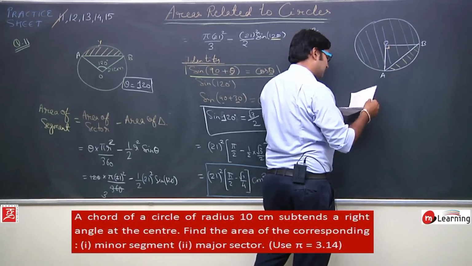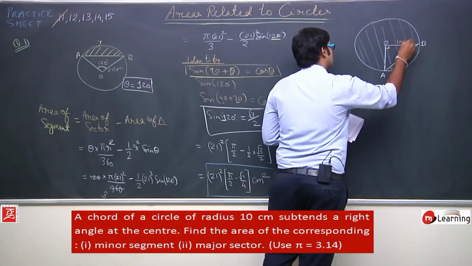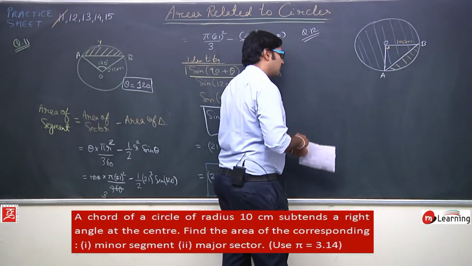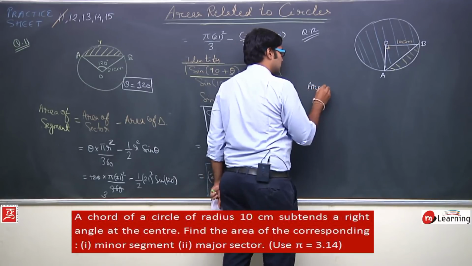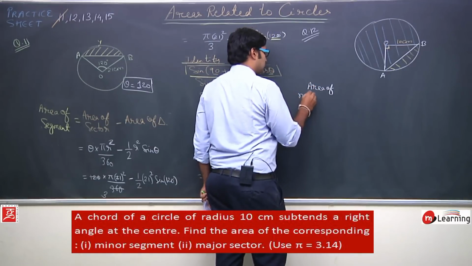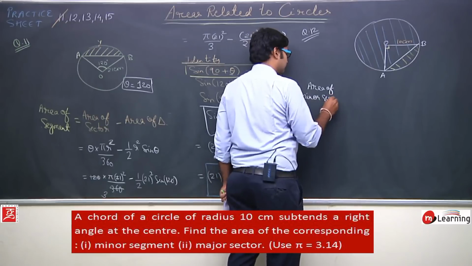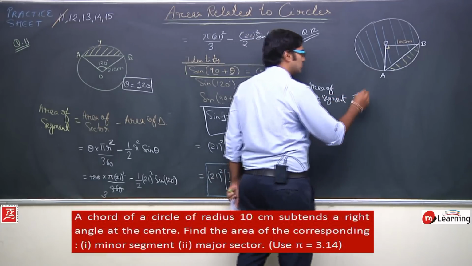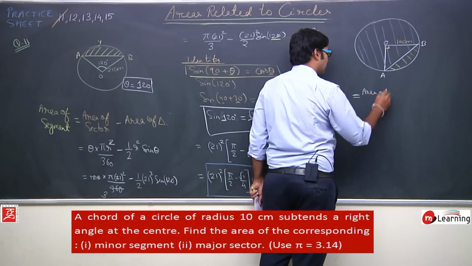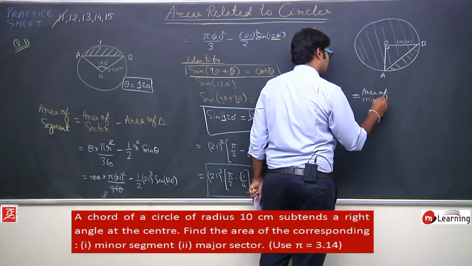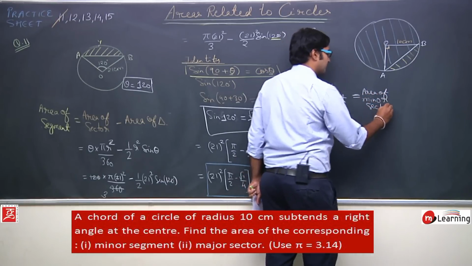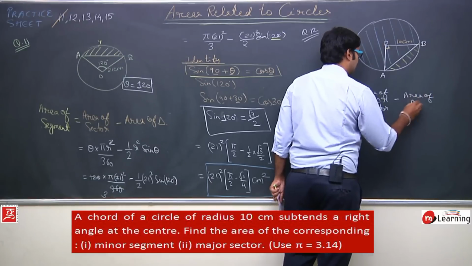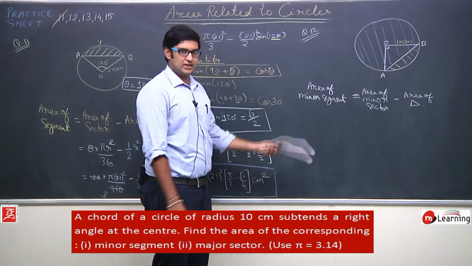The radius is given as 10 centimeters. Okay, so radius is 10 centimeters. I will find the area of minor segment. The area of minor segment will be equal to area of minor sector minus area of triangle. Okay, area of sector minus area of triangle.